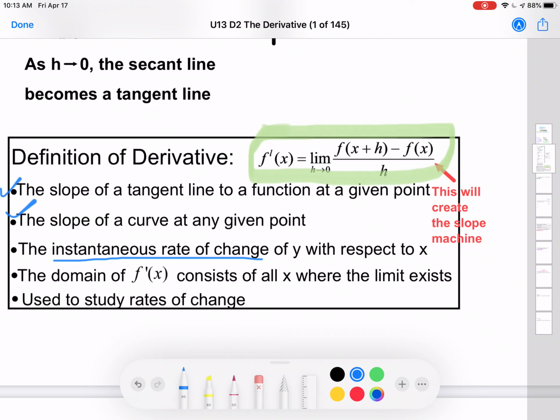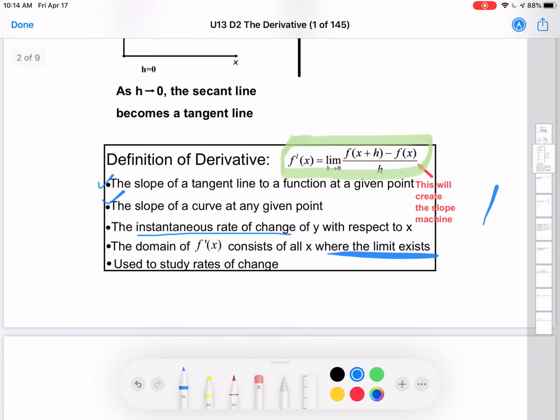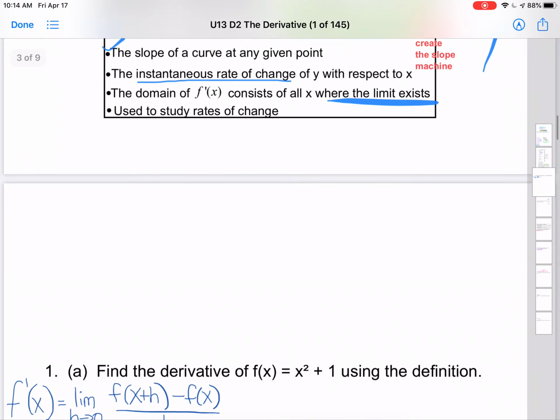The domain, which is the x values of the derivative, consists of all x where the limit exists. And this is used later, next year for some of you guys, to study rates of change in all kinds of real life applications. Okay, so let's get started doing this.